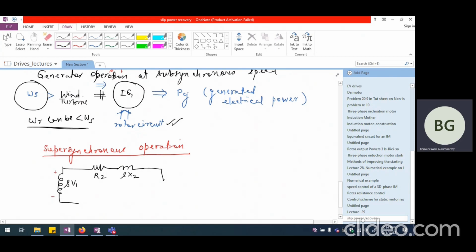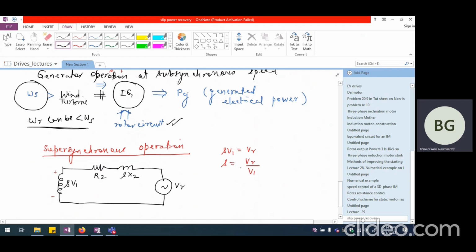And here is where I'm going to have VR, which is injected from the rotor circuit. If I have SV1 equal to VR, if both of them are equal to each other, then that is the no load condition. So the no load slip is given by the equation VR divided by V1. That is what gives me the slip, or indirectly fixes the speed.